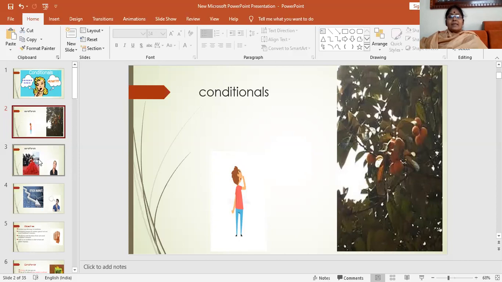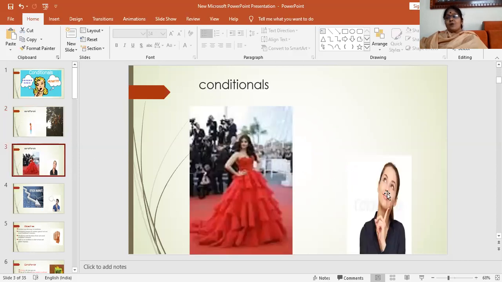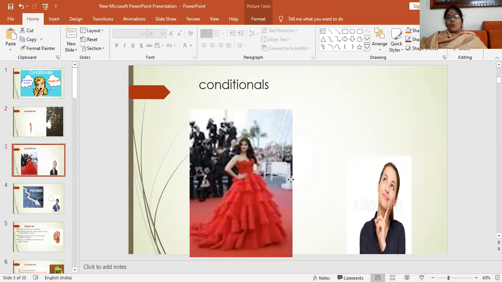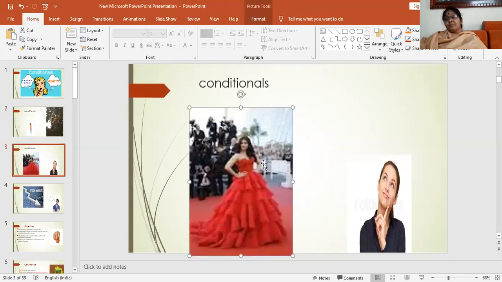Or let us look at this picture. What is she thinking? The one in this picture is Aishwarya Rai on a red carpet, right? So what is she thinking? Maybe she's thinking, if I were as beautiful as Aishwarya Rai, I would have been walking on the red carpet now, right? So the possibility, right?